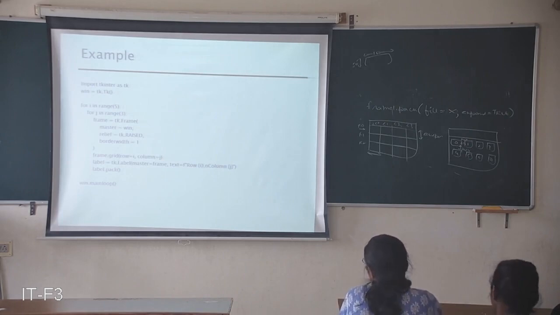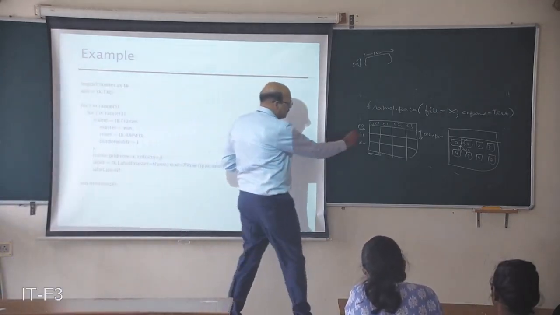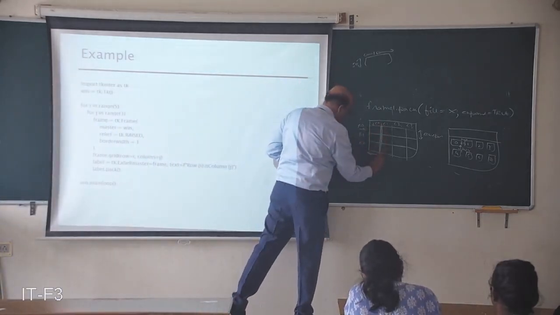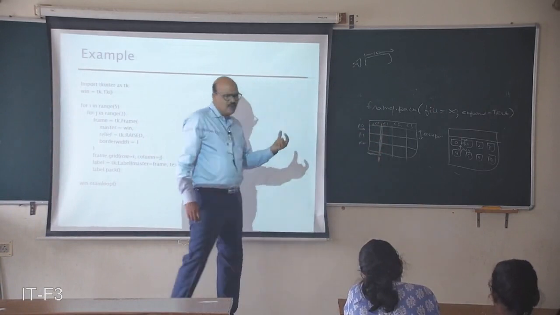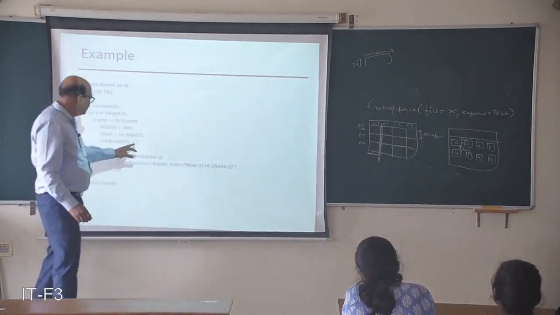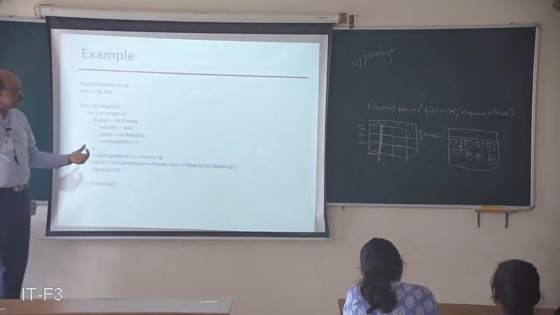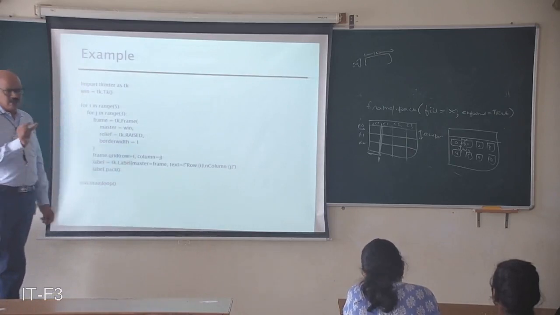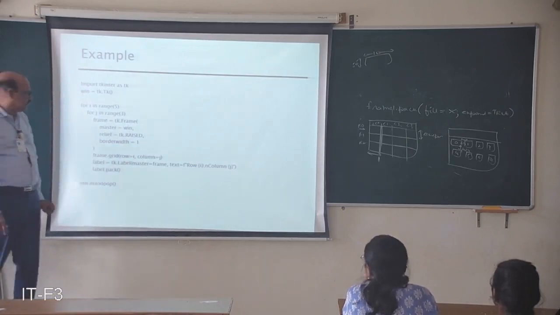So the border width also you can specify. So border width is this width. So 1 pixel. If you want a thick border, you can change it to 2, 3. So 2 pixels border, 3 or 5 if you use. So it will appear like a thick line.